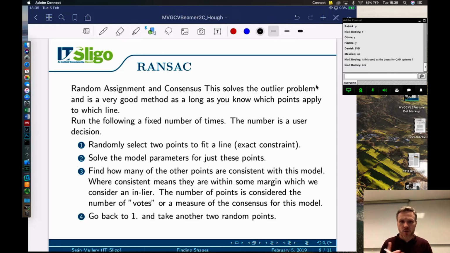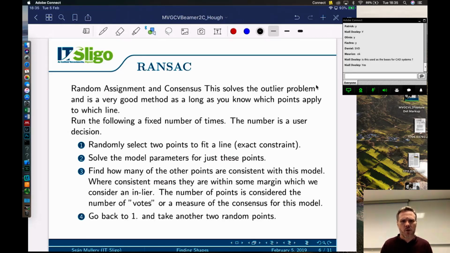So the set of things that we do is we randomly just select 2 points to fit a line, which is the exact constraint. Now remember, if it's some parametric model that requires 3 points or 4 points or 5 points, like let's say an ellipse would require 5 points, then we would need to select 5 points at random, draw an ellipse, and then try and see what other ones fit that. So it depends on the model you're doing. We're just looking at lines here, but this can be used for many other systems as well.